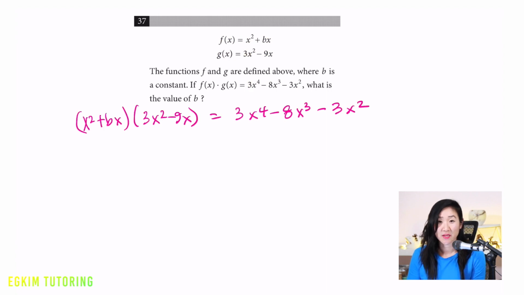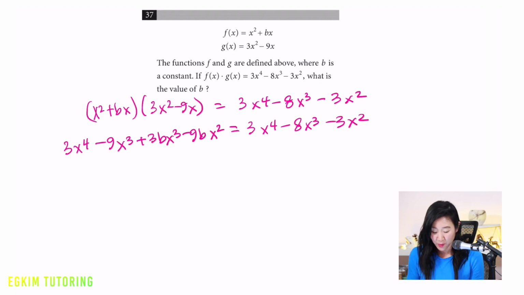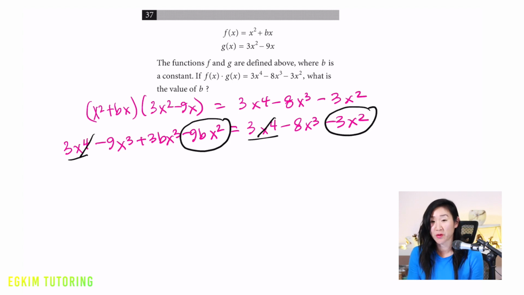Next, we're going to FOIL the left side. So we have x squared times 3x squared, which is just 3x to the 4th. Then we have x squared times negative 9x, which is just negative 9x cubed. Then we're going to multiply the inner two terms, and then we're going to multiply the last two terms. And all of this on the left side is still equal to whatever is on the right side. Since both sides have 3x to the 4th, these will cancel out. And if you notice, you only have one x squared term on the left side. So this x squared term has to equal whatever x squared term you have on the right side, because remember, these equations are the same.